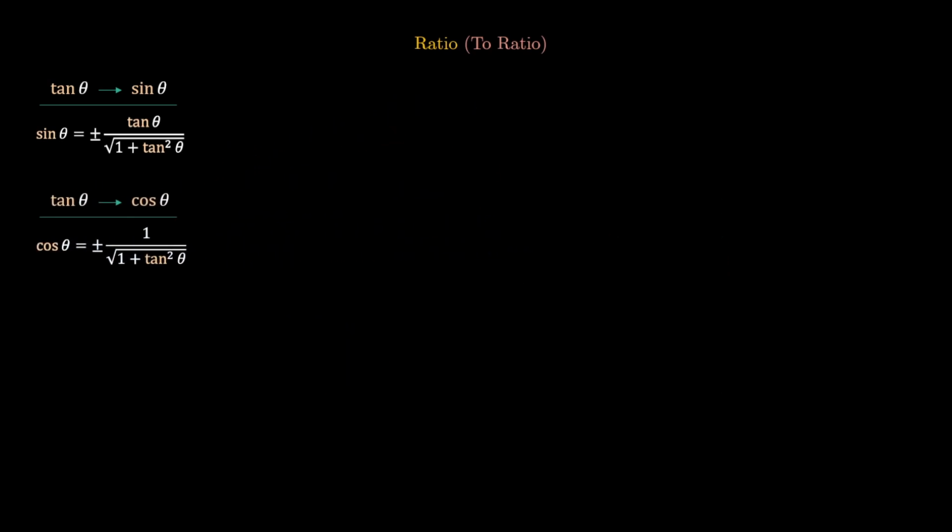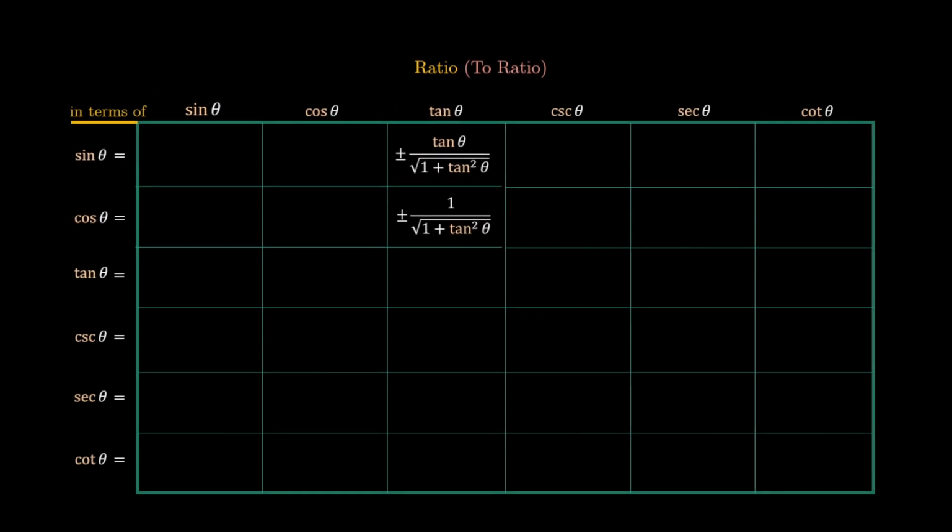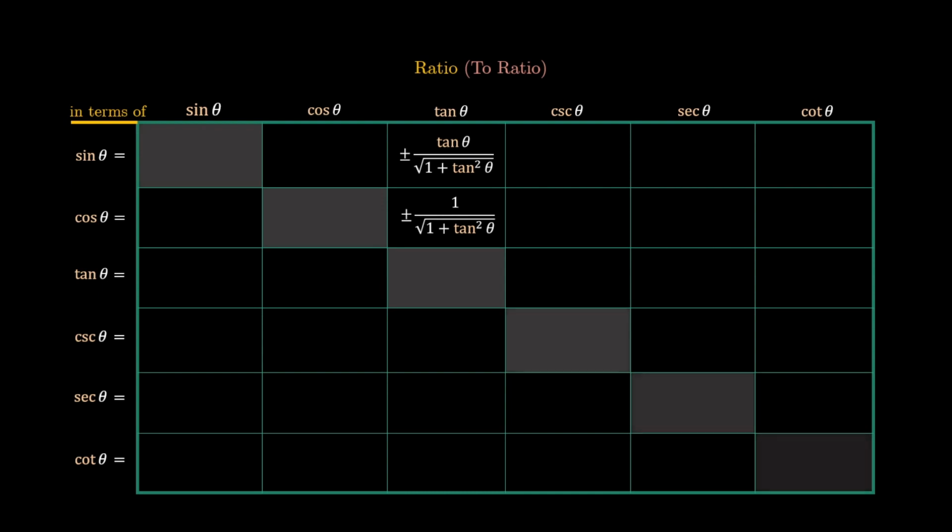And since in total there are 6 possible trig functions, we can actually tabulate all possible cases from the 6 trig functions to the 6 trig functions, the ratio to the ratios. Where if you look at the diagonals, you can see that you're going from the same trig to the same trig. So let's not count those. And further, you can see that the first three are the inverse of the final three.